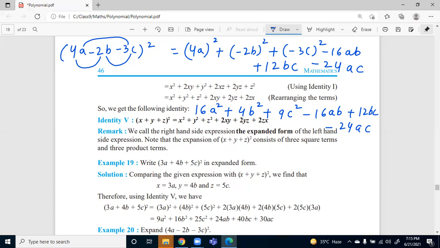Ma'am, how did minus 16ab and minus 24ac come? Okay, Leona, see, if I multiply 4a into minus 2b and multiply it by 2, then 4 into minus 2 is minus 8, and minus 8 into 2 is minus 16. Understand? Because we need to multiply. Yes, ma'am. And for minus 24, 4a into minus 3c into 2: 4 into minus 3 is minus 12, and minus 12 into 2 is minus 24ac. In this way.